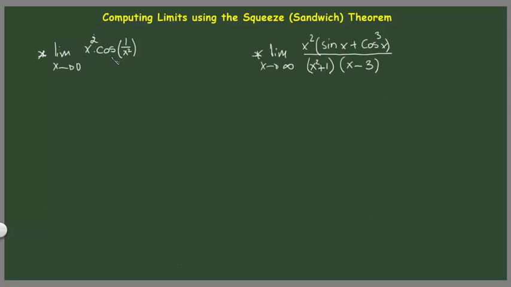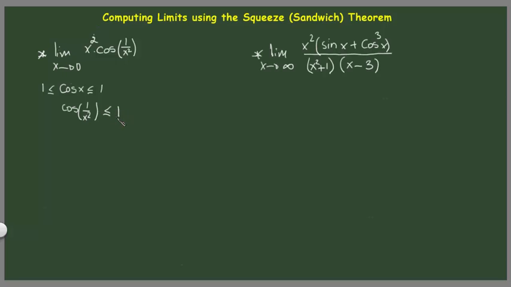We know that the cosine always satisfies this relationship. It's always in between. I mean, the output of the cosine is always in between 1 and minus 1. So it means that the cosine of anything is going to satisfy this relationship. So of course we're going to say that the cosine of 1 over x to the power 2 also is in between this interval here.